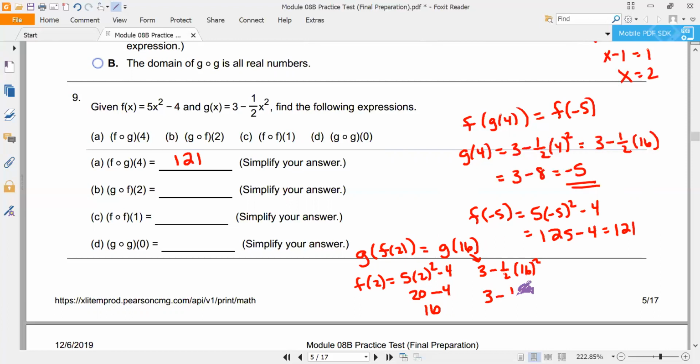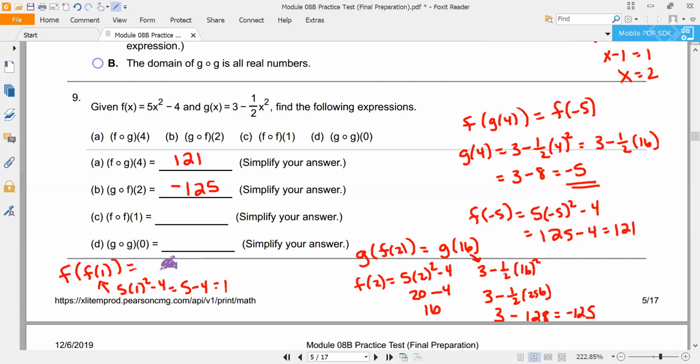16 squared is, I believe, 256. I'm going to double check that. 16 times 16, yep. Take half of that. That's 128. So this is 3 minus 128, which is negative 125. Okay, f of f of 1 means we need to start first of all with f of 1 on the inside. So f of 1 would be 5 times 1 squared minus 4. So that ends up being 5 minus 4, which is 1.